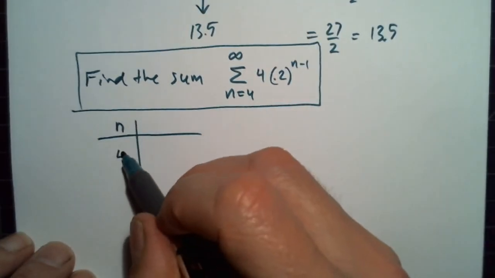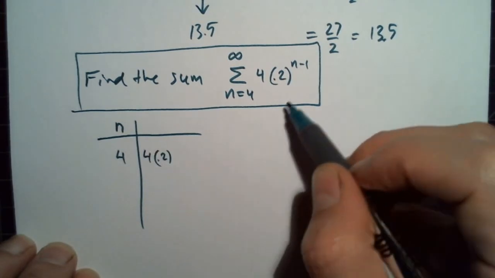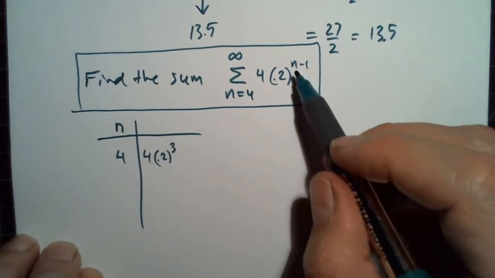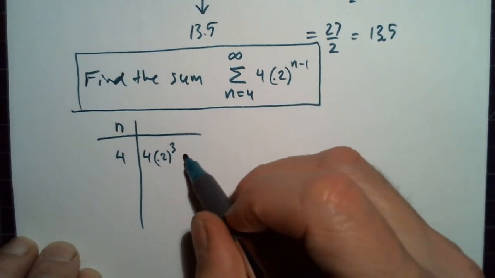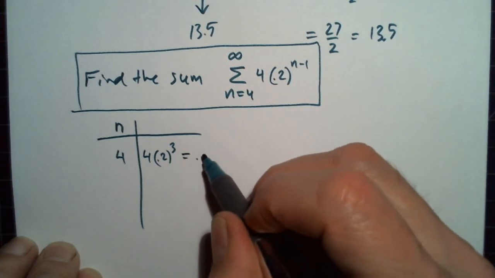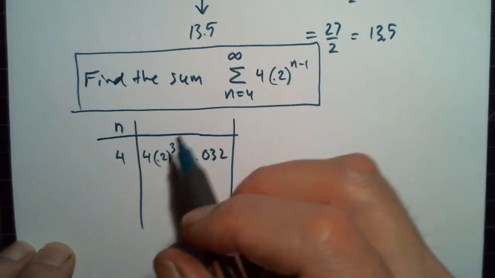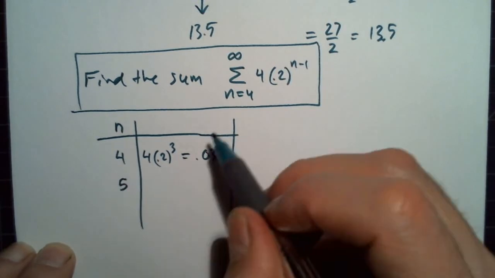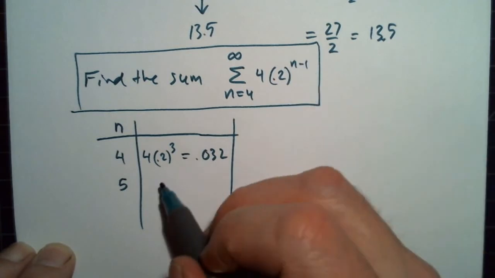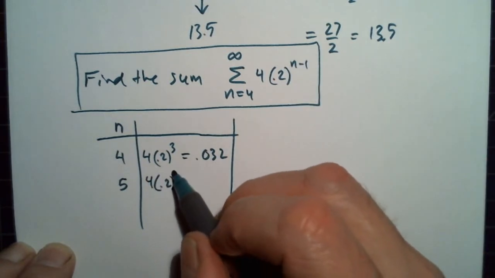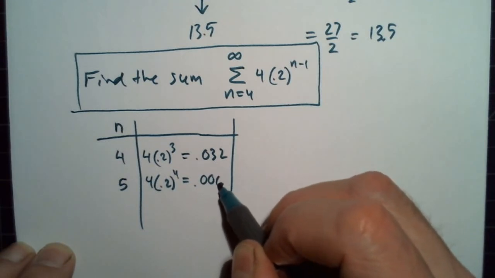We're starting at 4, so let's see what the first term is. If we put a 4 there, then we have a 3, and we get 0.032. If we put n as a 5, put a 5 there, we'll have a 4. And that's 0.0064.